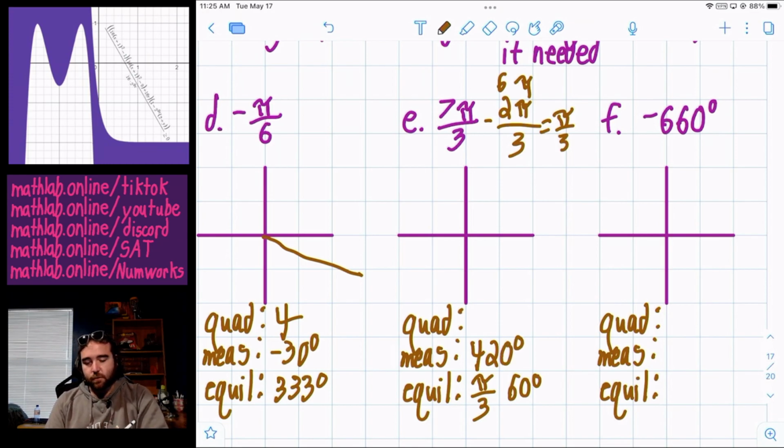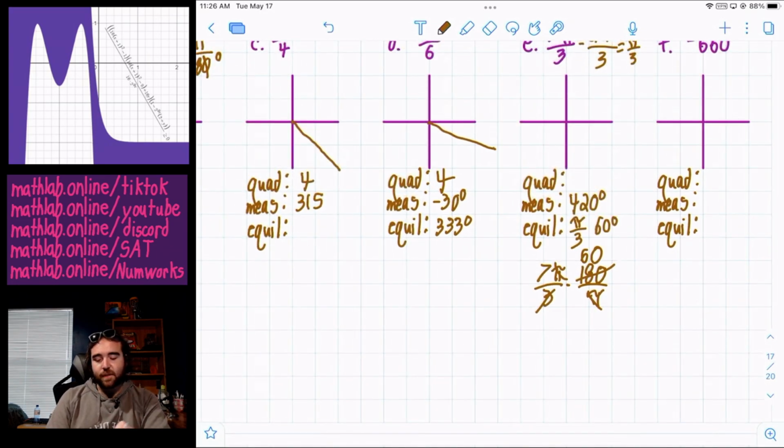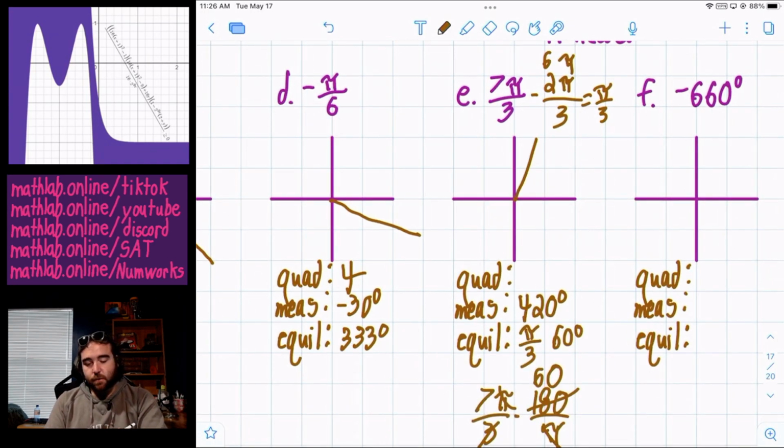Or you could also just do, is there room here? 7 pi over 3 times 180 over pi. Cancel the pi's, cancel this, leave a 60. 60 times 7 is 420. And that's going to be in quadrant 1.